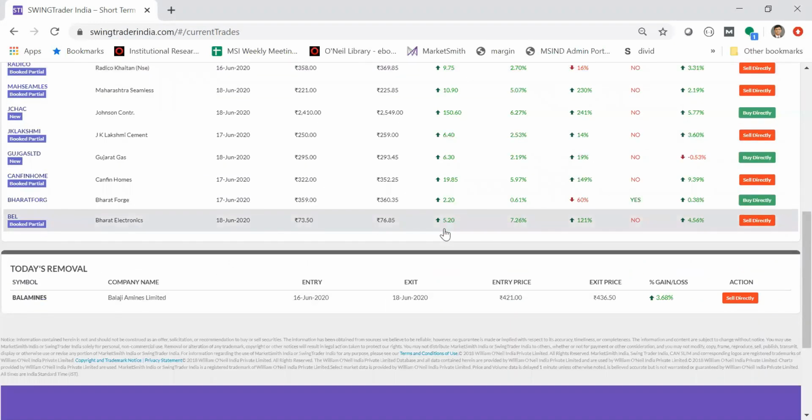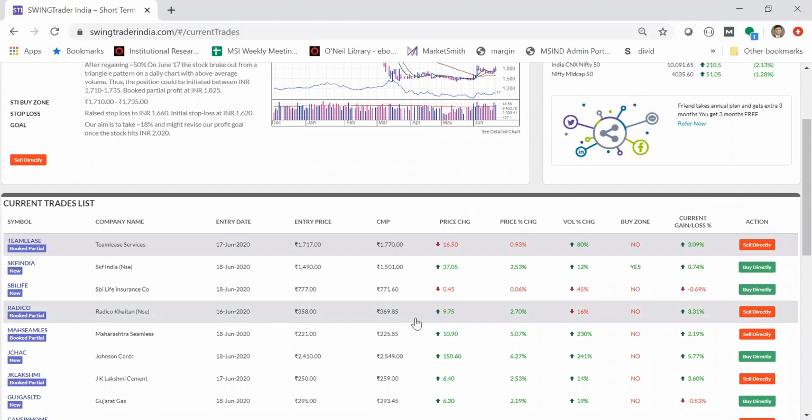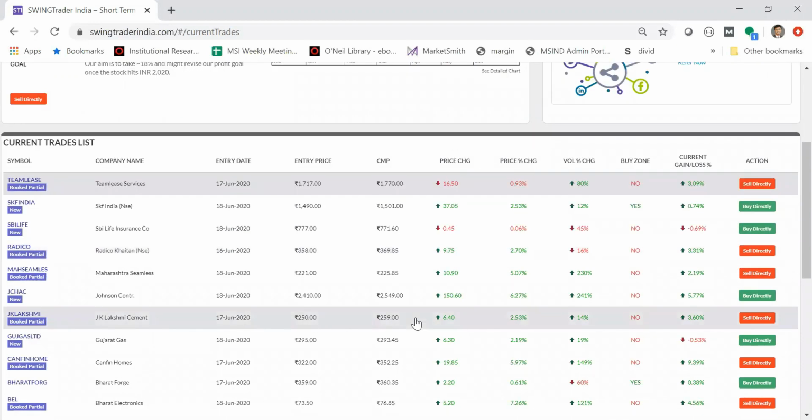If you come down, you have something called today's removals. This list includes all trades that we have exited today. For example, Balaji Amines was exited today. In some trades, we also go for partial profit booking. That is, if we believe the stock still has some steam left in it, we would book 50% of the profits and continue to hold the remaining 50%. This would reduce the risk substantially.